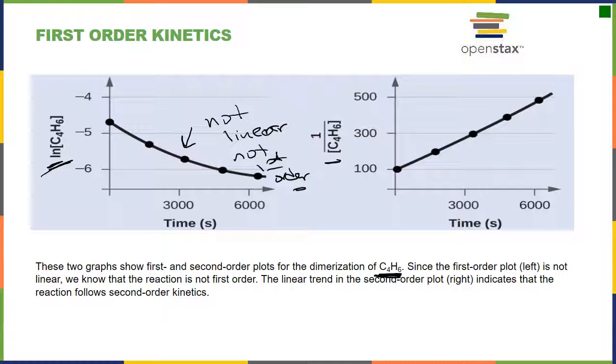So we go and try second order. We plot 1 over the concentration versus time. We get a straight line. Therefore, it is a second order plot, and we have second order kinetics. Remember that kinetics is almost always experimental, and we have to go to the lab to figure out what we're doing.